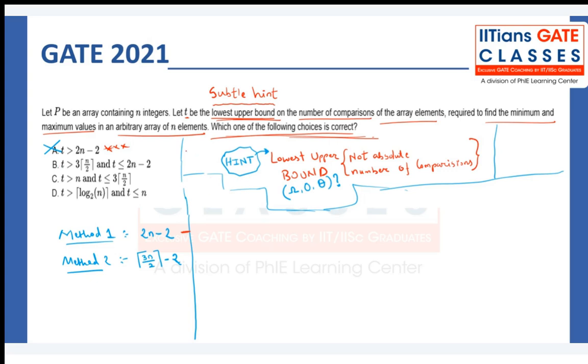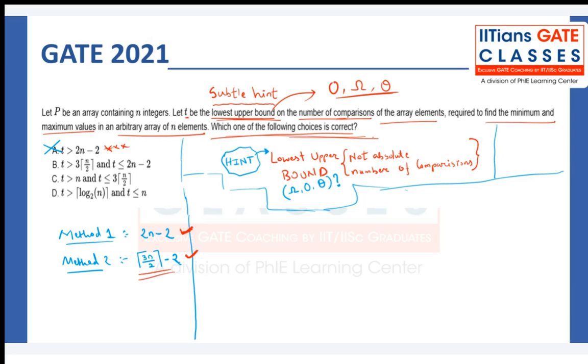Okay, so why do I call it a subtle hint? If you look at the question, no O is mentioned, no omega is mentioned, no theta is mentioned. Yet they are talking about a bound, right? So they're not asking for the absolute number of comparisons, but they're asking us for the bound of it. How are the comparisons bounded? From our study, we know that the worst method takes 2n minus 2, and the best we looked at takes ceiling of 3n by 2 minus 2 comparisons, right?